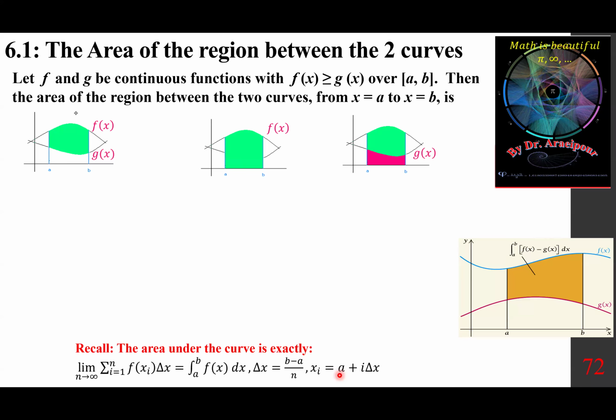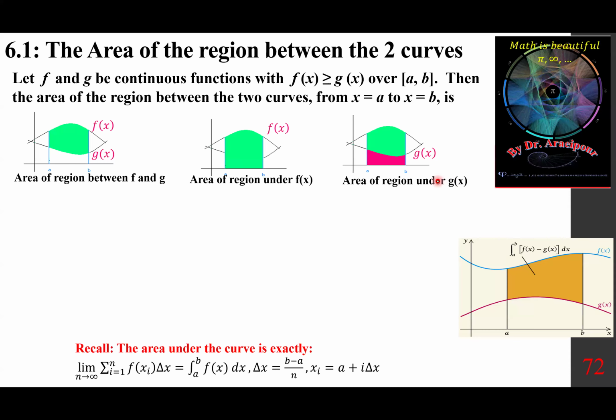And now, let f and g be continuous functions with f of x larger than or equal to g of x over the interval a to b. In other words, f is at the top of g if you were to graph it in the given interval. Doesn't matter what happens outside that. And then the area of the region between the two curves, this green region, from the vertical line x equals a to the vertical line x equals b is, here's the area of the region between the two functions, as you can see from the graph. Here's the area under the top function f of x, this entire region. The red one is the area under the smaller function g of x.